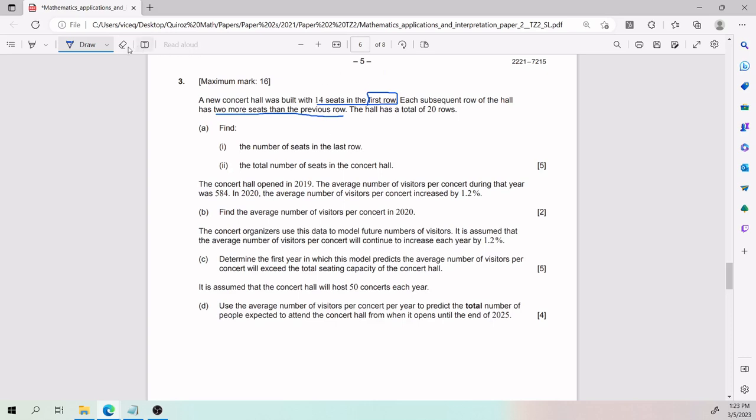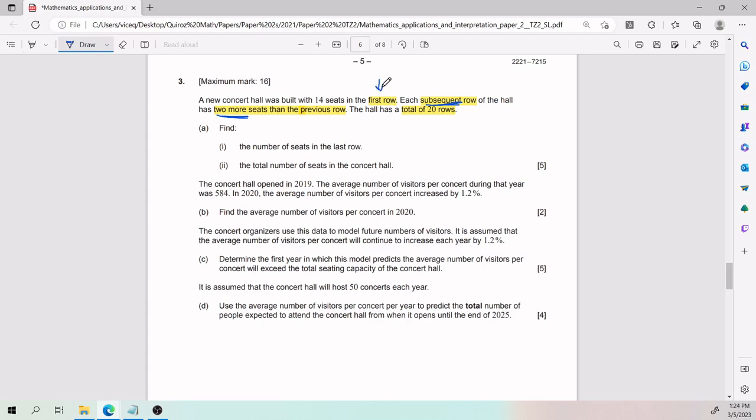A couple of buzzwords that can help us figure that out: first of all, we have first row. We also have total amount of rows, and we also have subsequent row or something about the previous row being added, right? Two more seats can also be a buzzword. The real buzzwords, if I'm more specific, are the two more and the subsequent rows. Those are big hints. So by now we should already be thinking that this is some sort of sequence, right?